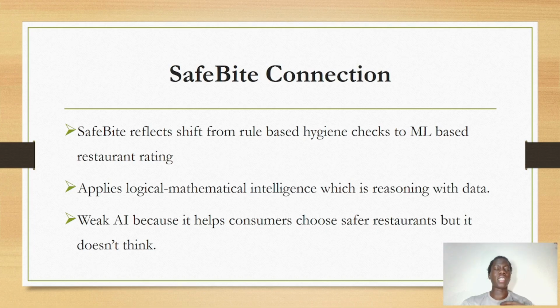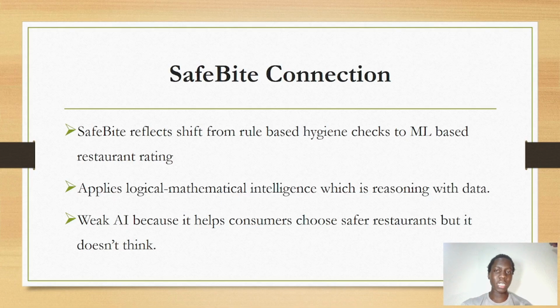And as we saw, the future trend of artificial intelligence is to achieve general AI or something like a strong AI. SafeBite is a weak AI, so it can help you, a consumer, choose the best restaurant to get your breakfast at, but it does not actually understand the meaning of the word safe. Internally, it can't reason out the meaning of safe, so it doesn't know a safe restaurant from an unsafe one.